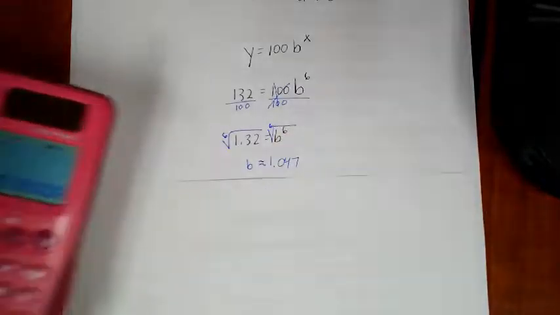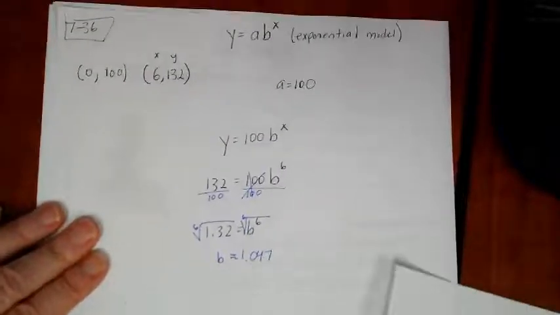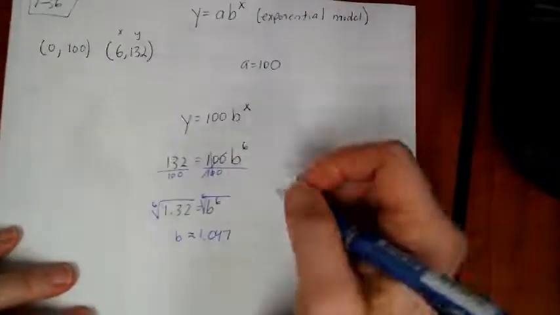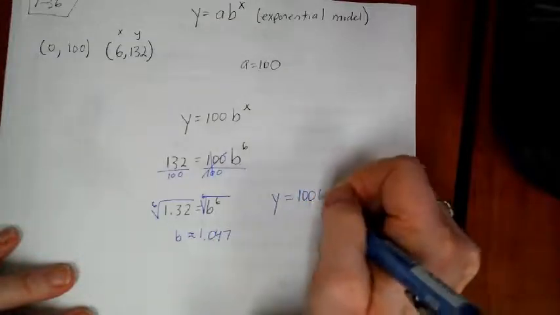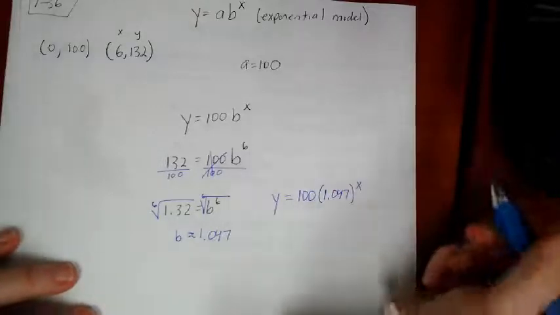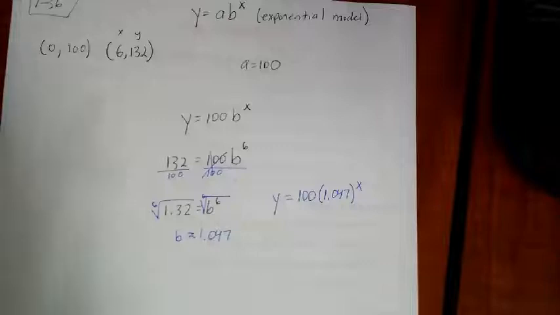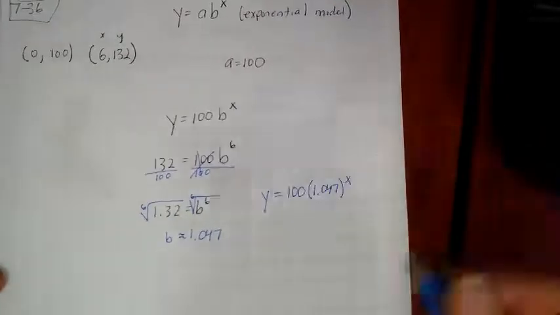Okay, so now we have b. So we had a was 100, we have b, and remember it's y equals a times b to the x. So we'll just say y equals 100 times 1.047 to the x. And then the rest of the problem is just asking us to write an equation. So there's our equation, and then determine how much money she'll have after 20 years. So all I have to do is just plug the 20 in right here for the x.